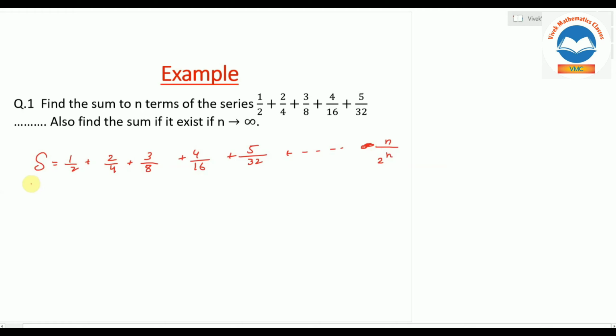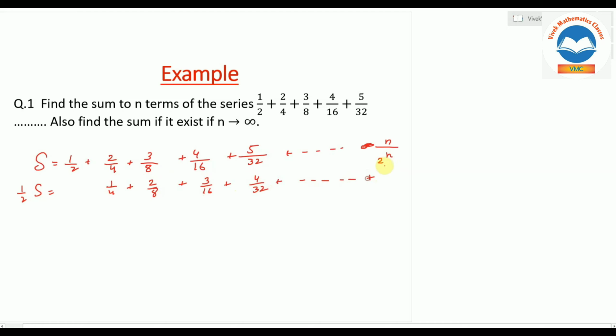Common ratio is 1/2. So I will multiply by the common ratio. So you will get 1/2 into this. Here you will get 1/2 into 1/2 will be 1/4 plus 2/8 plus 3/16 plus 4/32 and so on.